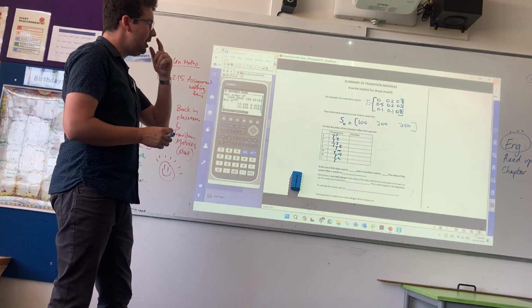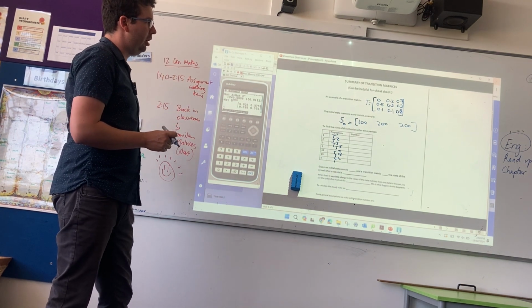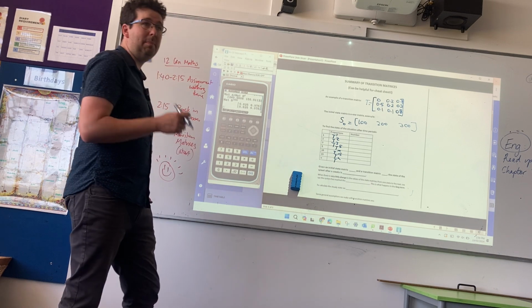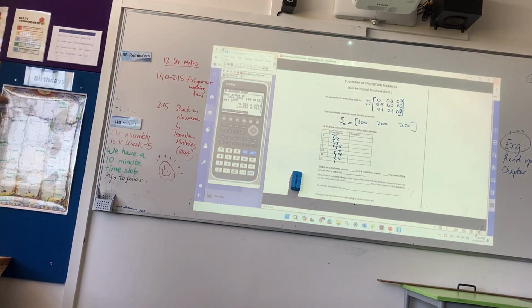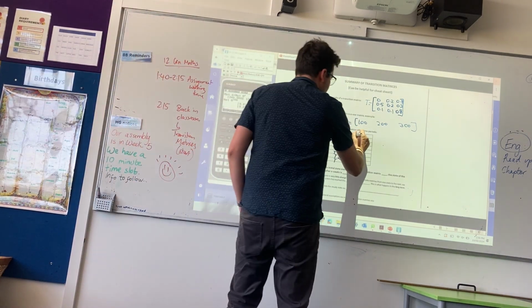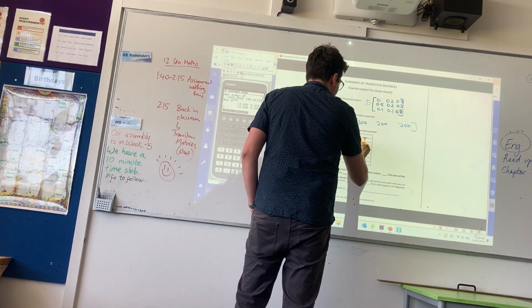And then to find the number after a certain time period, you times it by the initial state matrix. So S0 times T. S0 times T squared.